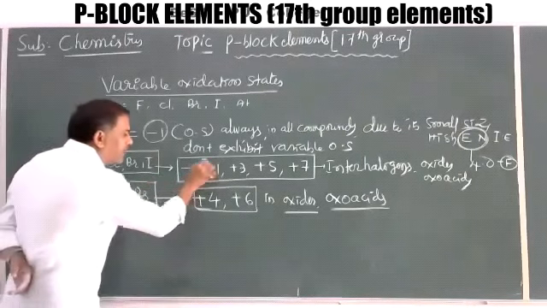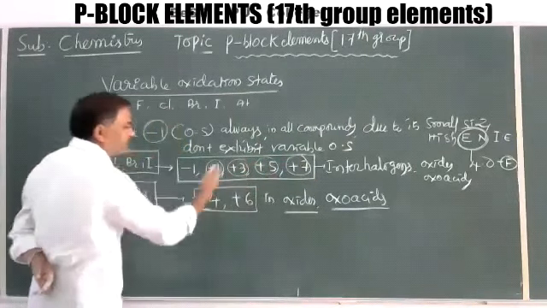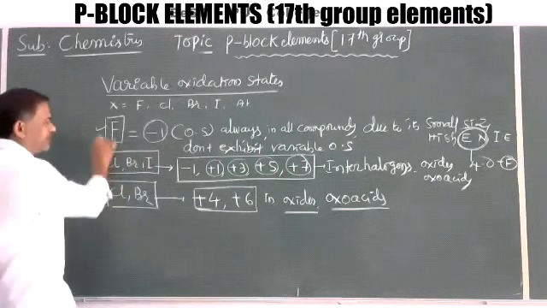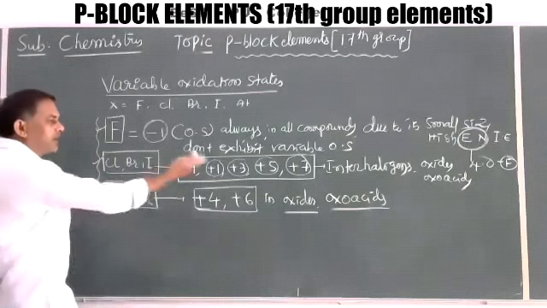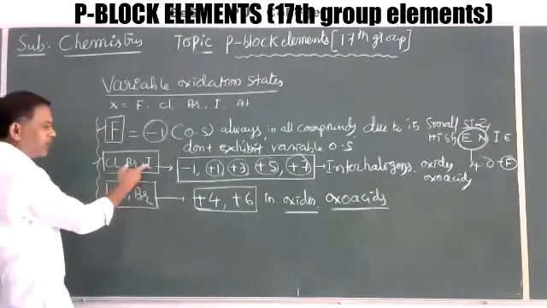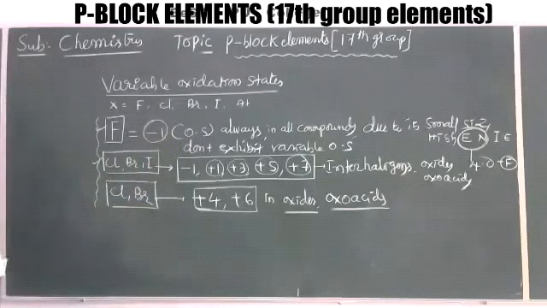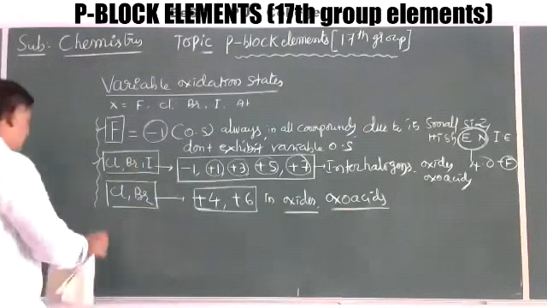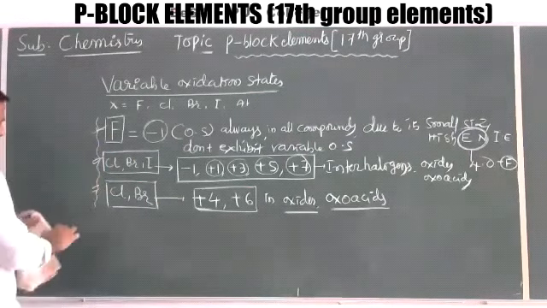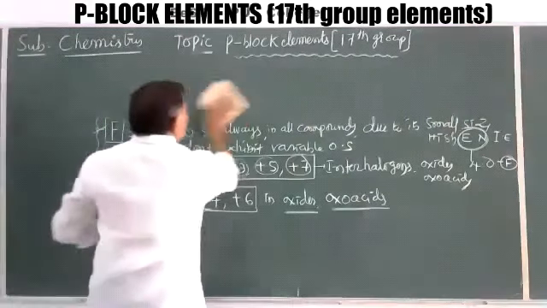How do they exhibit -1, +1, +3, +5 and +7 oxidation states? I will explain that by using their electronic configurations: how they get excited, and how chlorine, bromine and iodine show +1, +3, +5, +7 oxidation states with the help of electronic configuration. Okay, listen carefully. Note these three very important points, based on their electronic configurations.